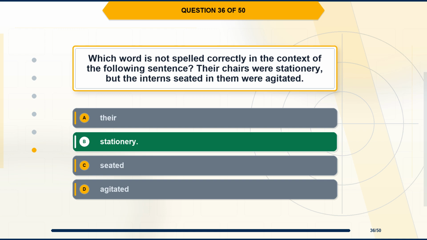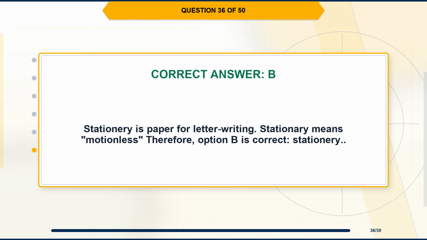The correct answer is option B. Stationary. Explanation. Stationery is paper for letter writing. Stationary means motionless, therefore, option B is correct, stationary.